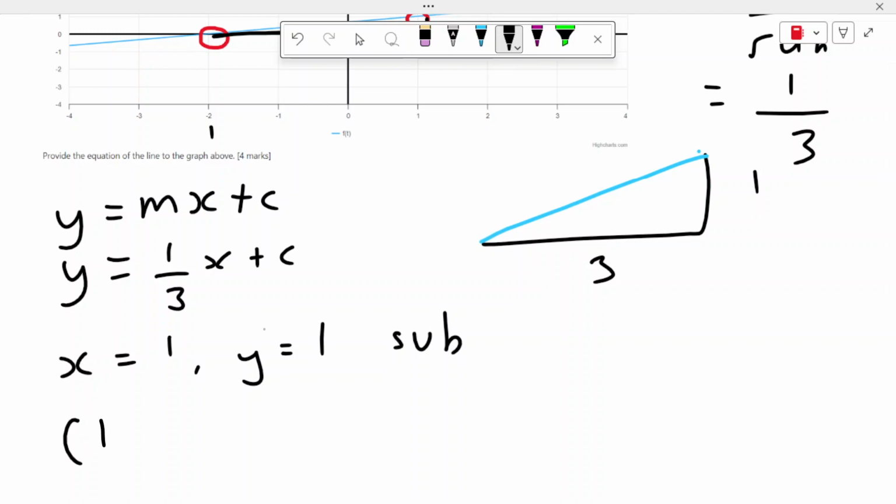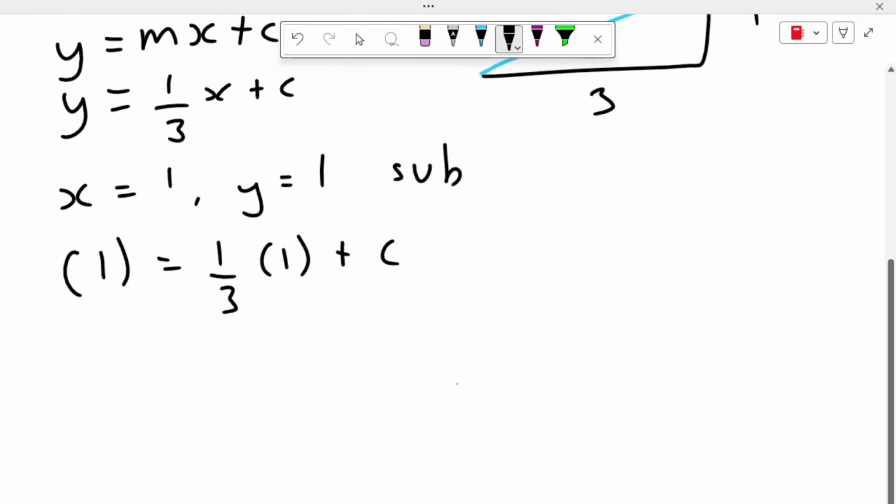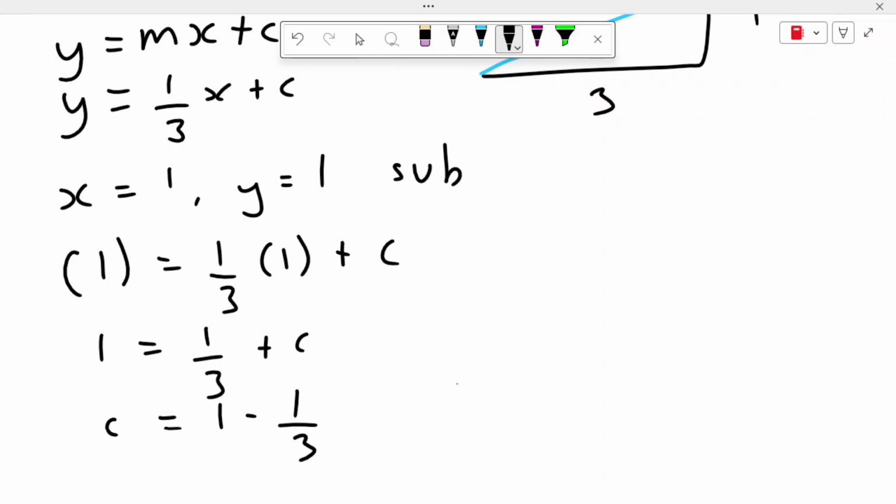So then we have 1 equals 1/3 times 1 plus c. So now we have an equation that helps us find c. So let's simplify this a little bit. And let's solve for c.